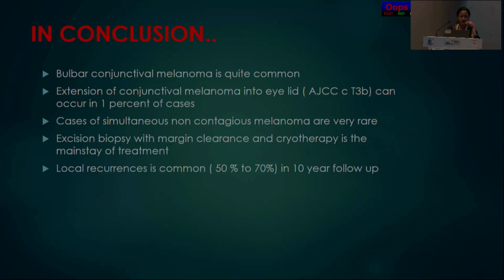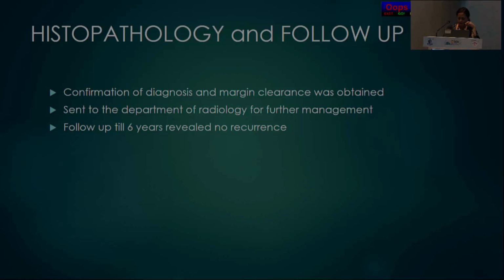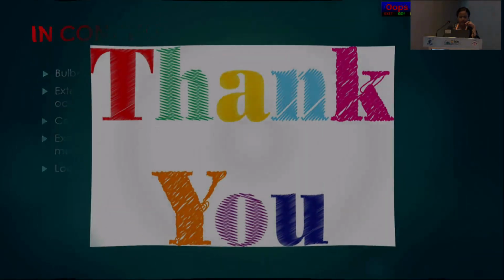Extension of conjunctival melanoma into the eyelid can occur in 1% of cases. Cases of simultaneous non-contiguous melanomas are very rare. My case was a melanoma with a contiguous lesion. Excision biopsy with margin clearance and cryotherapy is the mainstay of treatment here. Though in isolated lesions of bulbar conjunctival melanomas near the cornea, like limbal lesions, we do alcohol epitheliokeratectomy as well. Local recurrence is common in 10-year follow-up. Thank you.